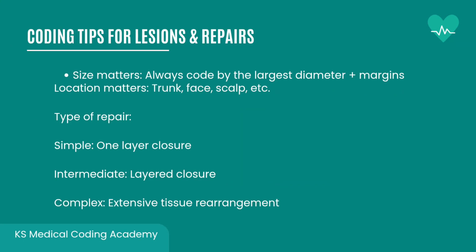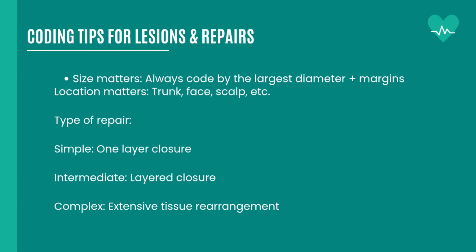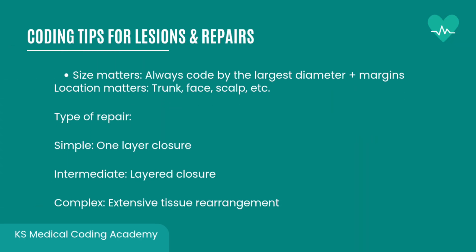Let's break down some critical tips for coding lesions and wound repairs. First, size matters. You must report the largest diameter of the lesion plus margins when selecting a code. Second, location matters. Lesions on the trunk are coded differently from those on the face or scalp. Finally, understand the type of repair. Simple repairs involve a single layer closure. Intermediate repairs include layered closure. Complex repairs involve scar revision or tissue rearrangement. Always read the full code description for these details.